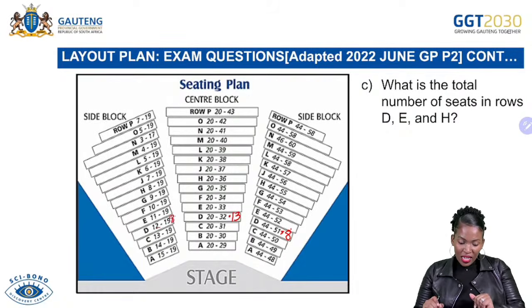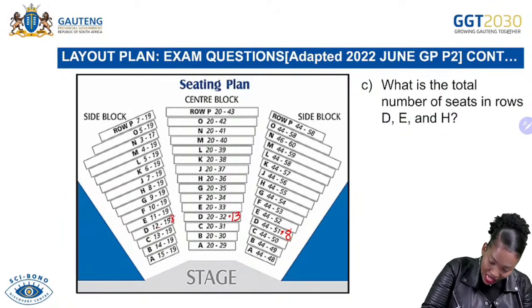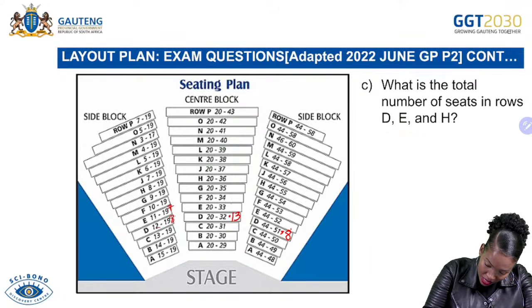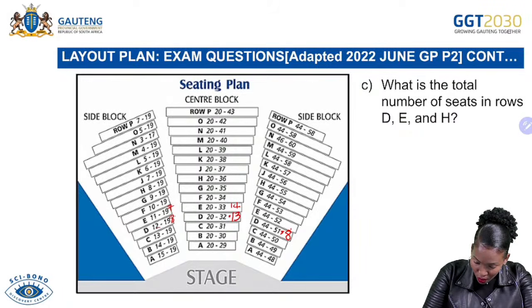And then we also want the seats for what? For E. So for E, it is what? From 11, it means it is 7 seats. Here, it means it is 14 seats. And then from 44 to 51, so here it means it is 9 seats.